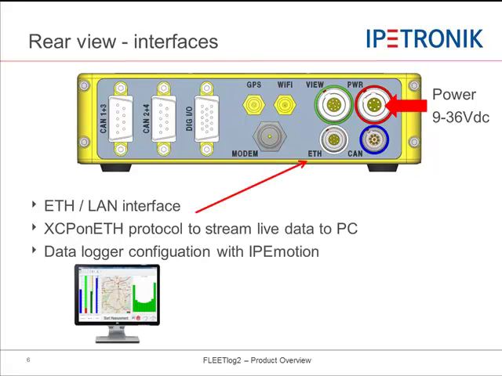With the Ethernet interface, you can connect the logger to the PC. With IP Motion, you can configure the logger with the point-and-click software. And over the XCP on Ethernet protocol, you can stream live data to the PC software.